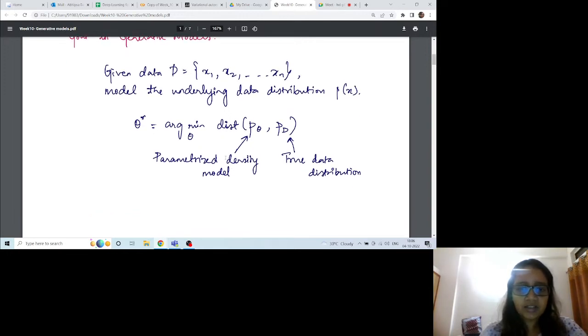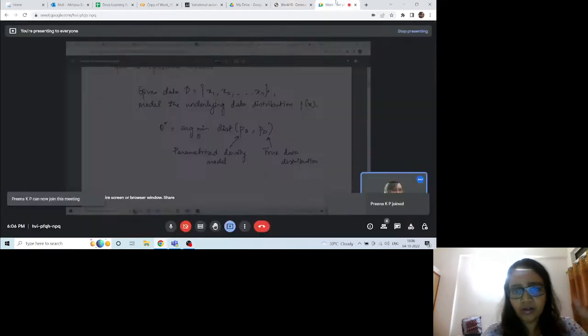So this is your functionality. What you want is, there's a true data distribution somewhere out there, which we do not know much about, and we have a parameterized model.